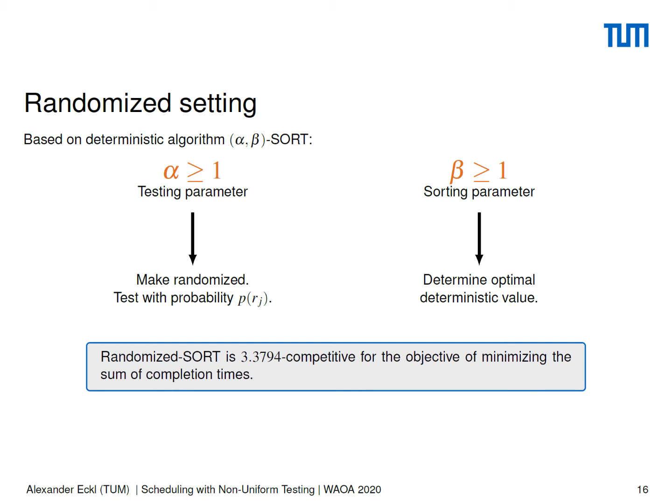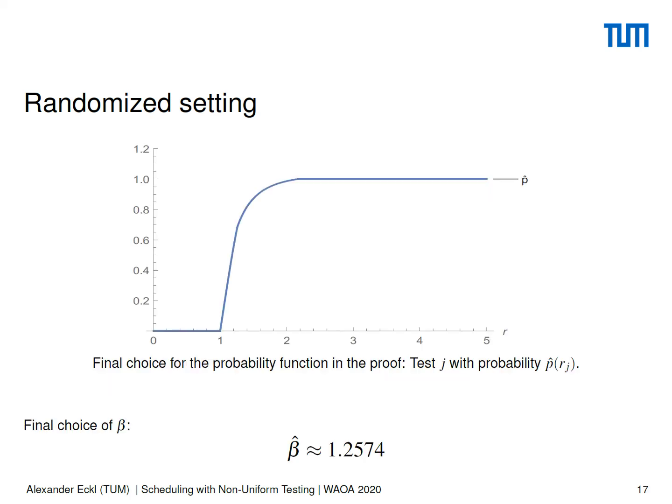The resulting algorithm, randomized sort, is then 3.3794 competitive. Let us take a short look at how the parameters p and beta are chosen in the final version of the algorithm. The probability function is chosen according to the function p hat that we can see here. The blue line is the value of p hat for the ratio r between the upper bound and the testing time of the corresponding job.